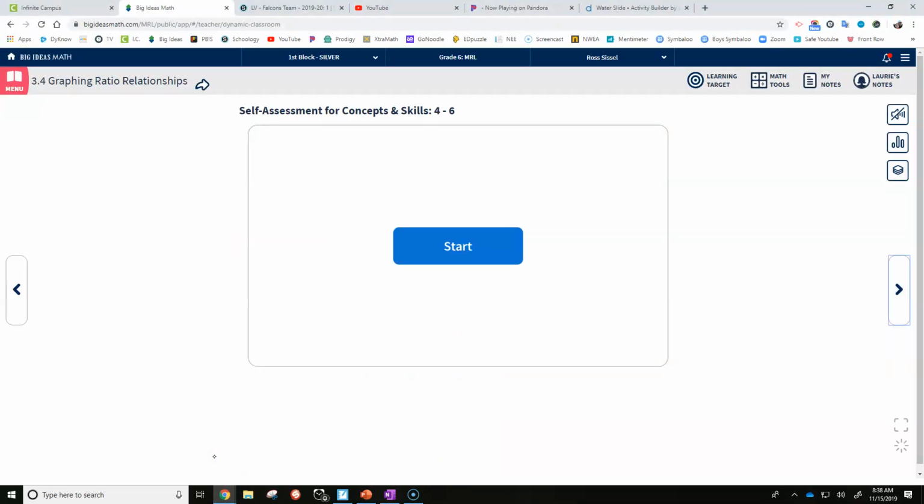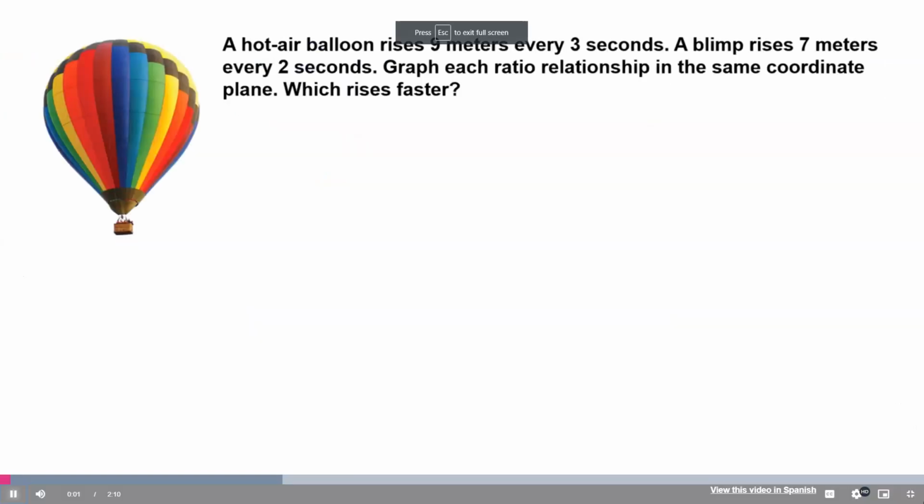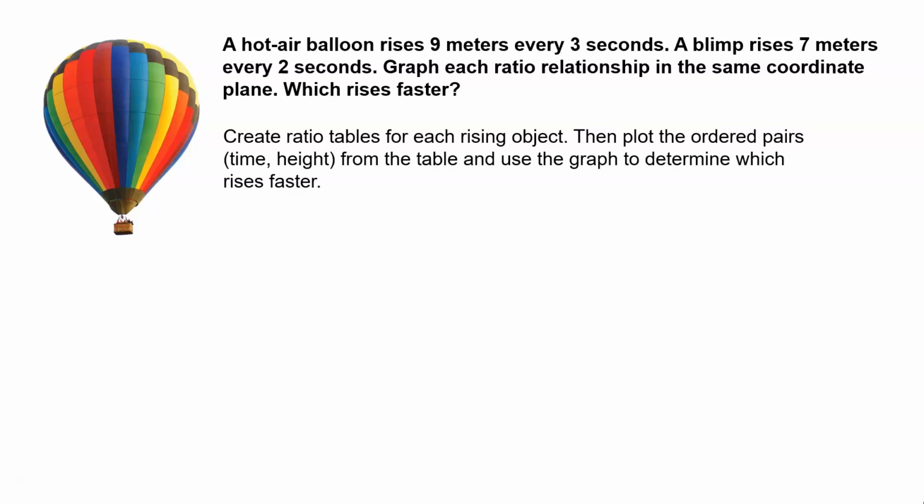A hot air balloon rises 9 meters every 3 seconds. A blimp rises 7 meters every 2 seconds. Graph each ratio relationship in the same coordinate plane. Which rises faster? Create ratio tables for each rising object. Then plot the ordered pairs, time, height, from the table and use the graph to determine which rises faster.